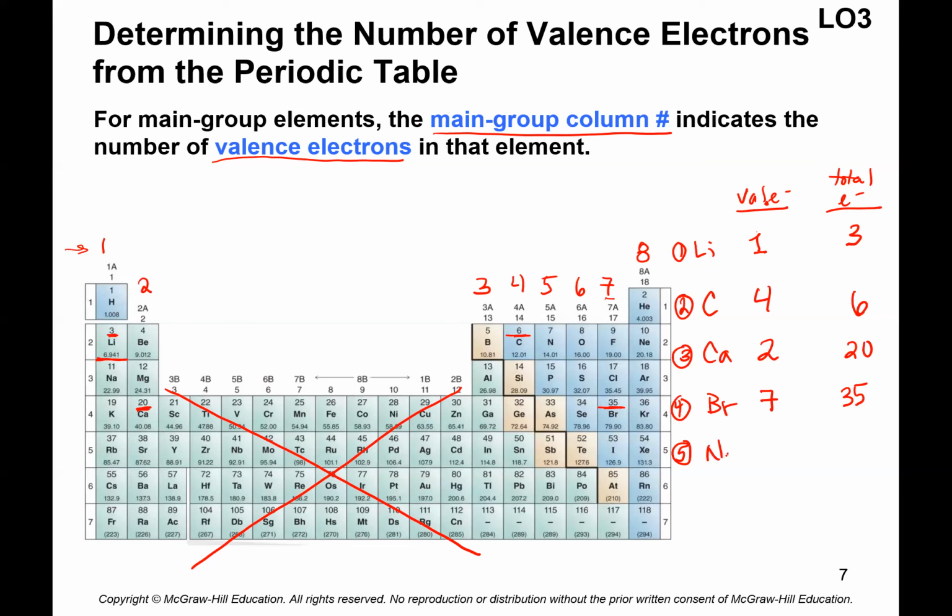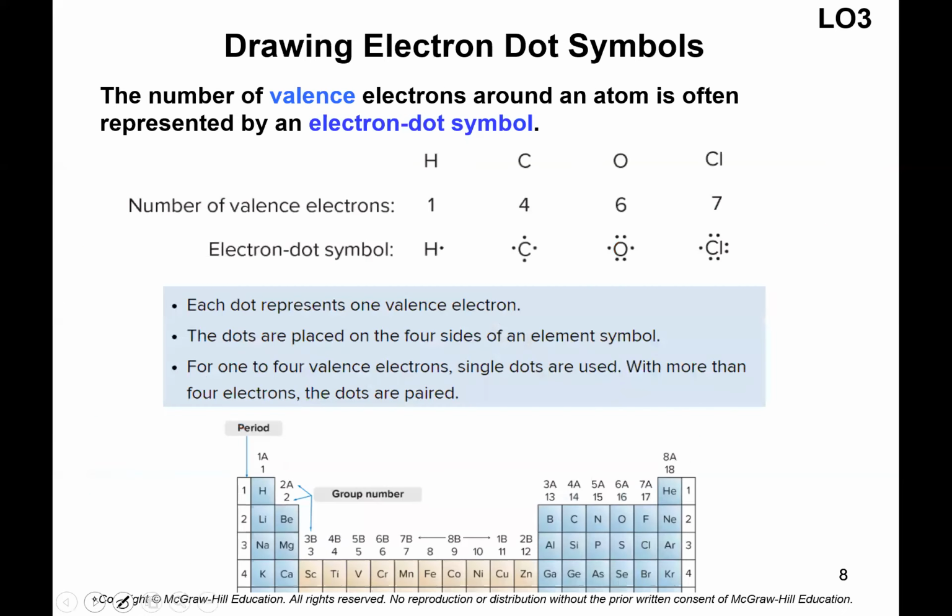Lastly, we have neon. Neon is over here. It has an atomic number of 10, so it has 10 total electrons. And the number of valence electrons is going to be 1, 2, 3, 4, 5, 6, 7, 8. It's in that last column, so it has 8 valence electrons. All right, so now that we know how to extract the number of valence electrons, which again is just the column number of only the main group elements, we can communicate the number of valence electrons using electron-dot symbols.